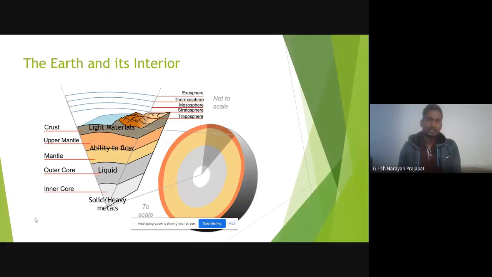You can say it's like molten lava. And above that is the mantle. The mantle has the ability to flow because the outer core below it is liquid. Because of that liquid layer, the mantle is able to flow. And above that is the crust where we live, which is generally made of light materials called basalt or granite, for example.